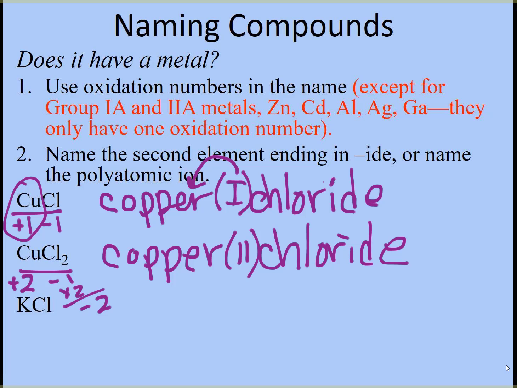And it just goes through the periodic table, looking up what chlorine is, it's a -1, and doing a little bit of math. It should always equal 0. So the metal plus the non-metal should equal 0. Let's do the next one.